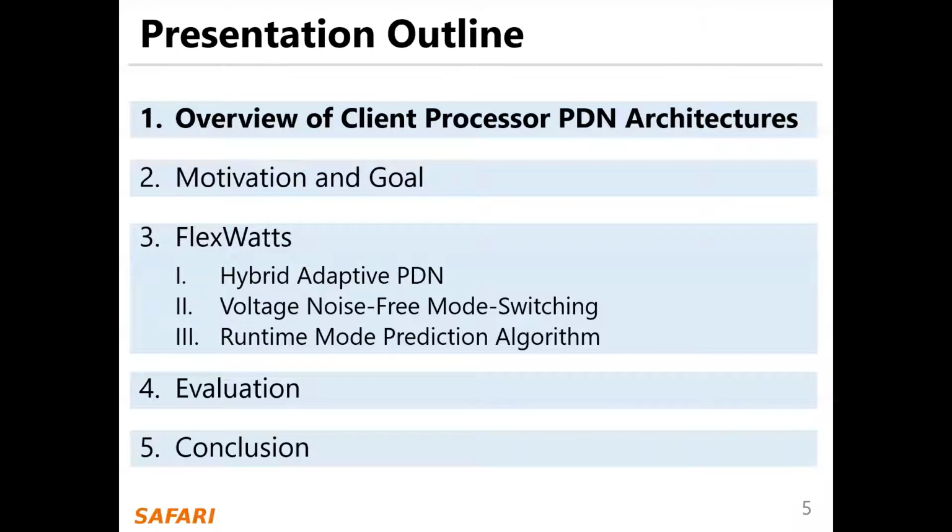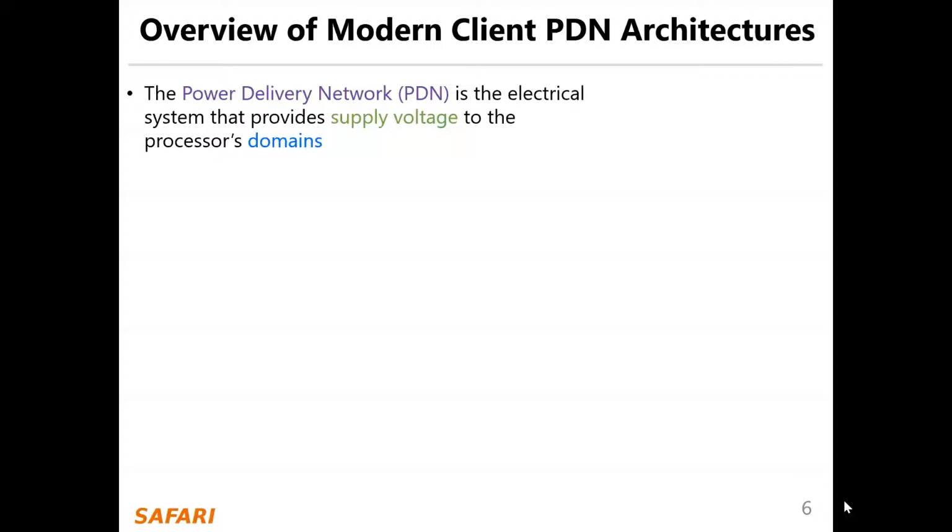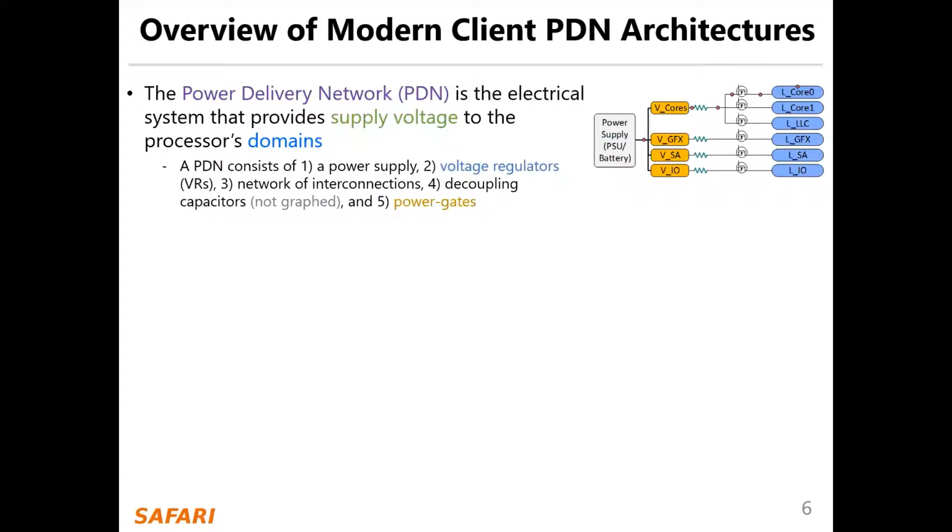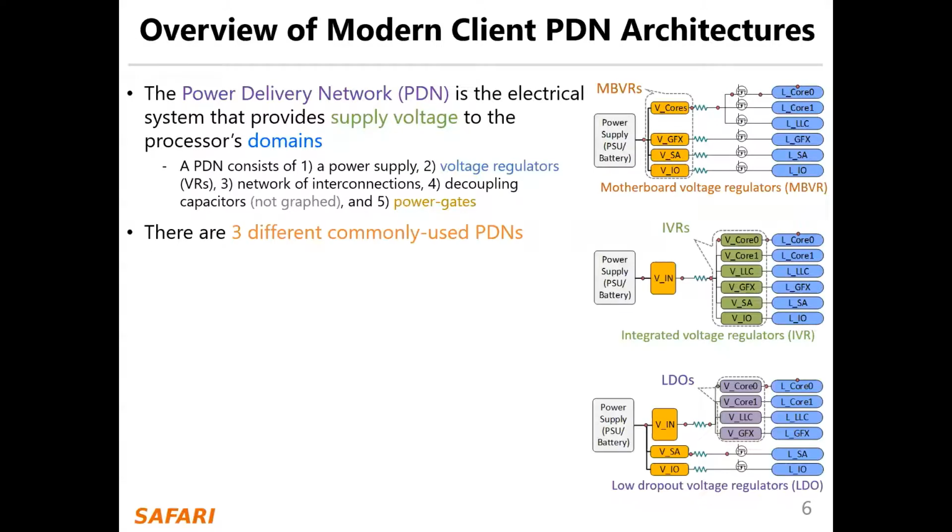Here is the outline of the talk today. I will begin with a brief overview on client processor PDN architectures. The power delivery network is the electrical system that provides supply voltage to the processor's domains. A PDN consists of a power supply, voltage regulators, network of interconnections, decoupling capacitors, and power gates. There are three different commonly used PDNs.